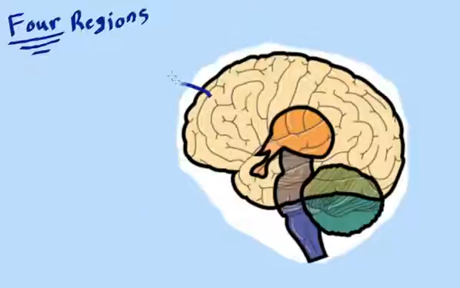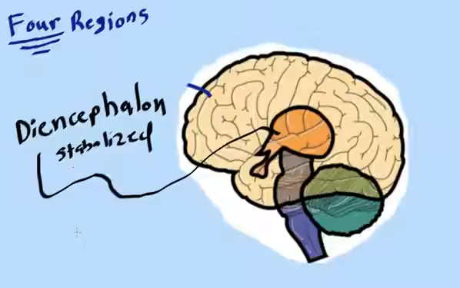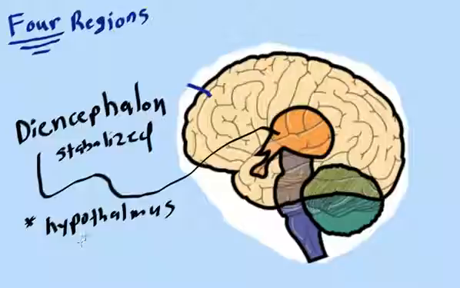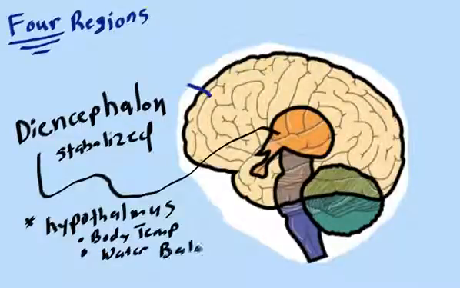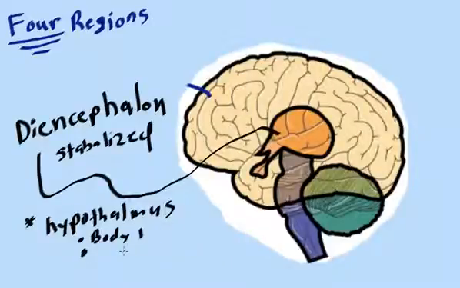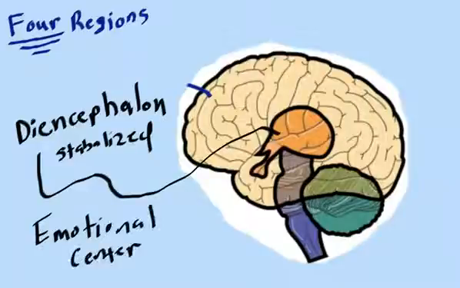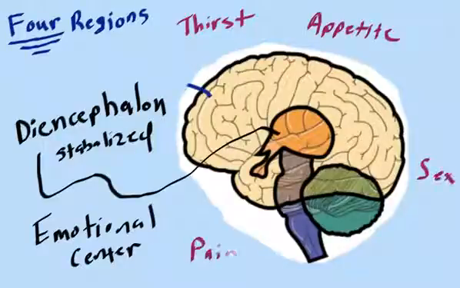Now let's go on to the next region of the brain. This is the diencephalon, and this keeps our body stabilized. It contains the hypothalamus, which controls regulation of our body temperature, water balance, and metabolism. This region is also the emotional center, as shown here, and it controls things such as thirst, appetite, sex, pain, and pleasure.